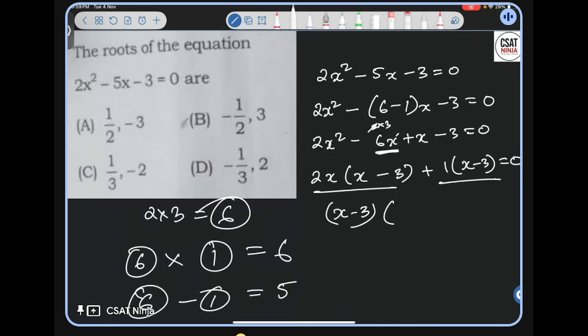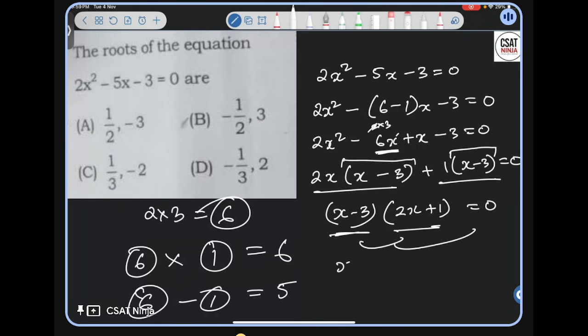So from this term, if I take this one out, what is left? 2x is left. From this term, if I take this one out, plus 1 is left, which is equal to 0. So two numbers multiplied, you are getting 0. That means either x minus 3 will be 0 or 2x plus 1 is equal to 0. So x will be equal to how much?